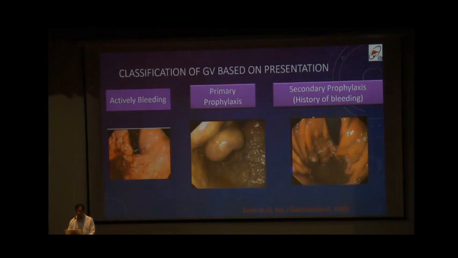So the classification of gastric varices based on presentation is of three types. One is if you're in a situation where a patient has come with an active bleed. Another is primary prophylaxis, if a patient has large gastric varices with all the high-risk features, and what do you do at that point of time? And secondary prophylaxis, which is a more common scenario where the patient already has a history of bleed, and how do you treat these patients?